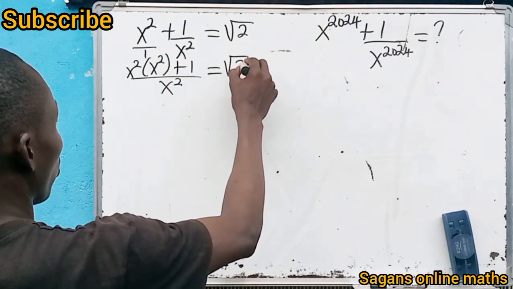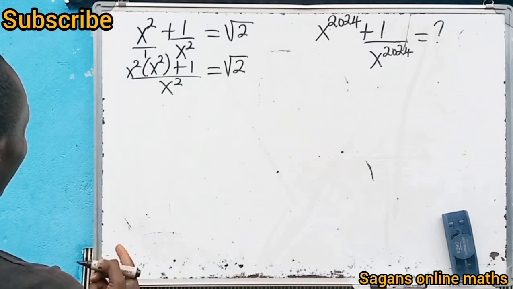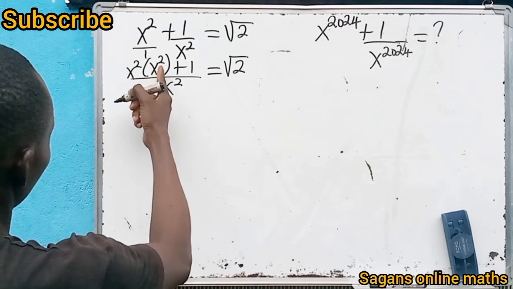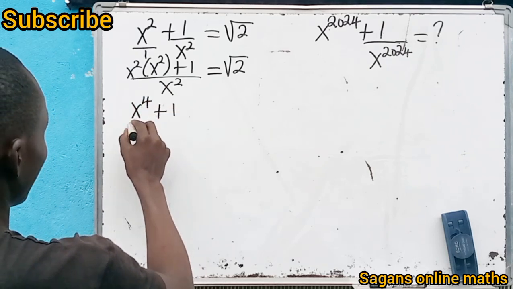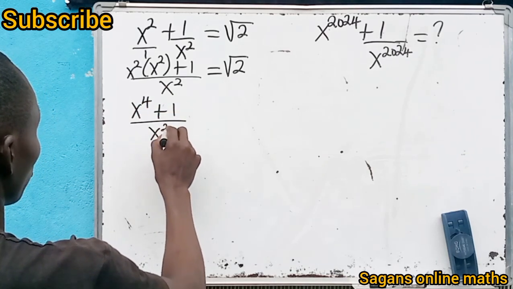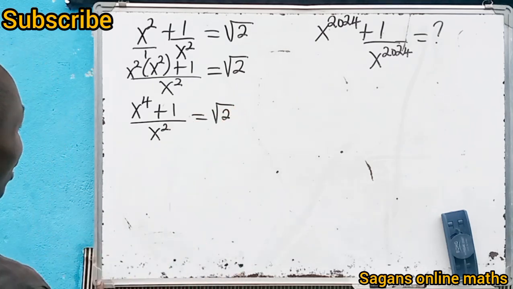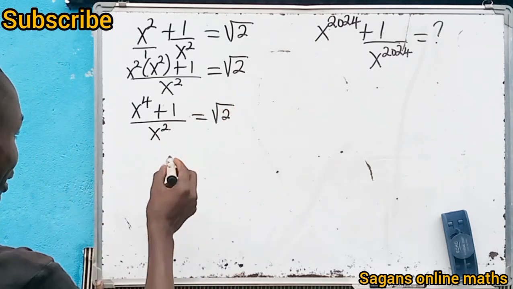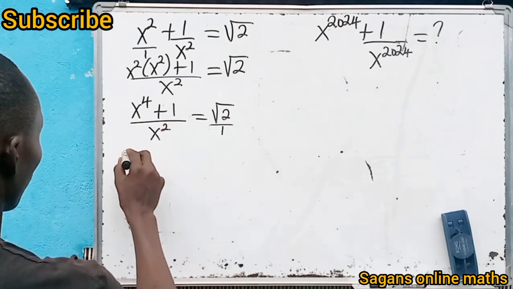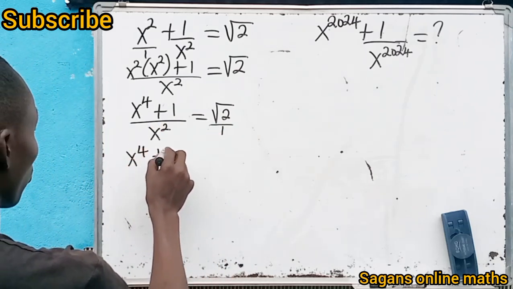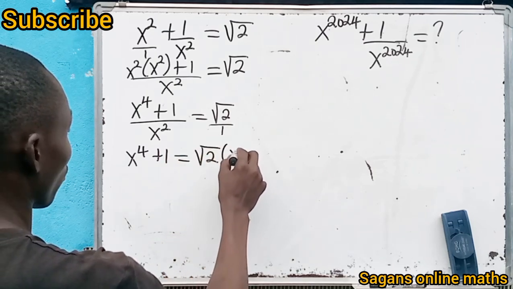root 2. Okay, so we now see that x to the power of 2 multiplied by x to the power of 2 is x to the power of 4, plus 1, divided by x to the power of 2, equals root 2. Now what you are going to do is cross multiply. So let's cross multiply: x to the power of 4 plus 1 equals root 2 into x to the power of 2.